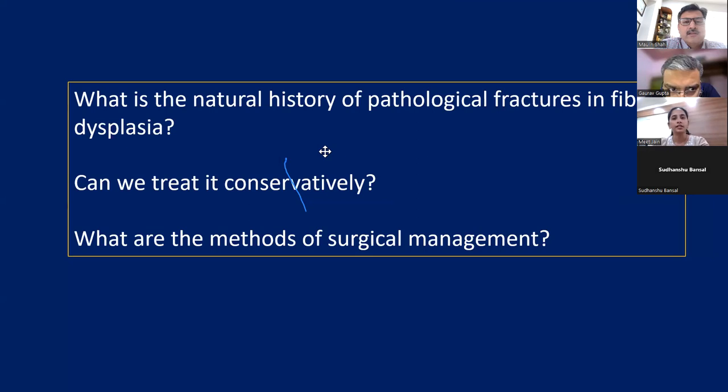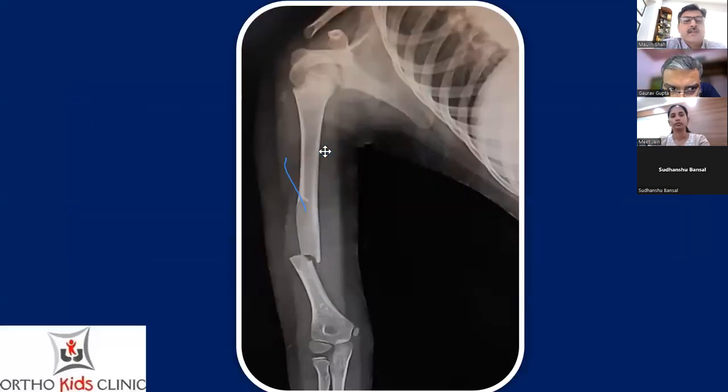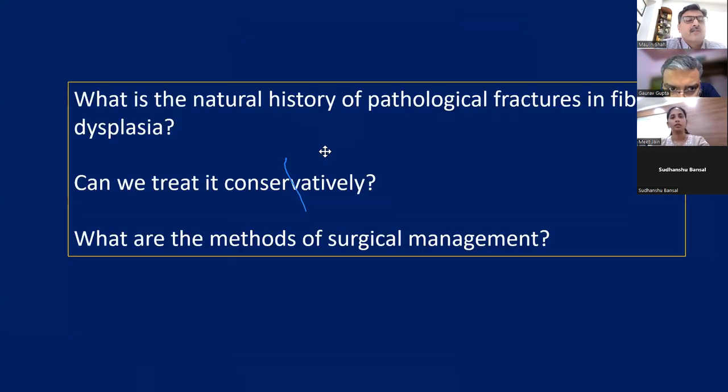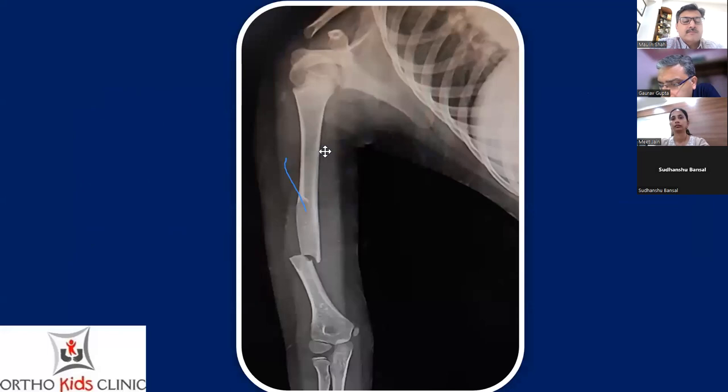What is the natural history of pathological fracture in fibrous dysplasia, and can we treat it conservatively? And if not, what are the methods of surgical management? Deepak, you are well read, I think. Have you read the literature on fibrous dysplasia and pathological fracture? How is it different from UBC and pathological fracture?